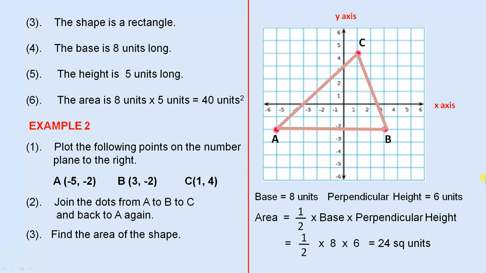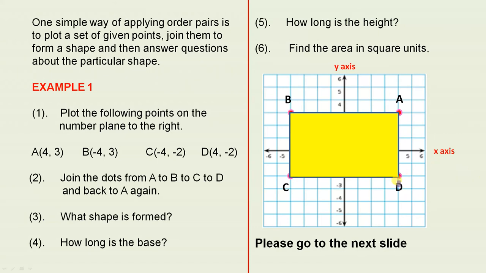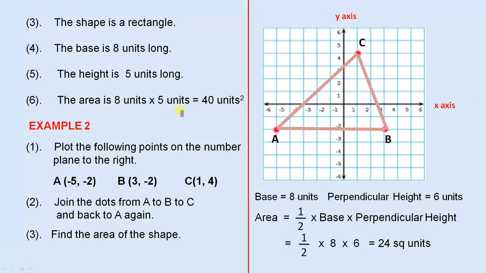So let's go back and look at the height. If we start from here, 1, 2, 3, 4, 5. So the height was 5 units long. Okay, so now we have that information, we have to find the area. So the area of any rectangle is the base times the height. So it's 8 units times 5 units, which is 40 square units. So there's one good example of how we've applied our knowledge of ordered pairs.